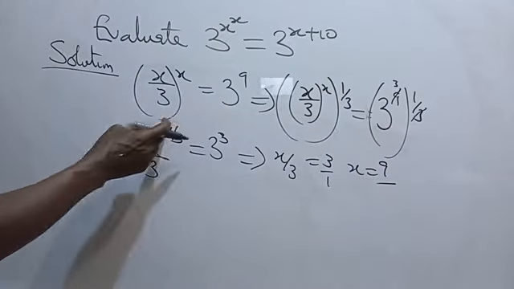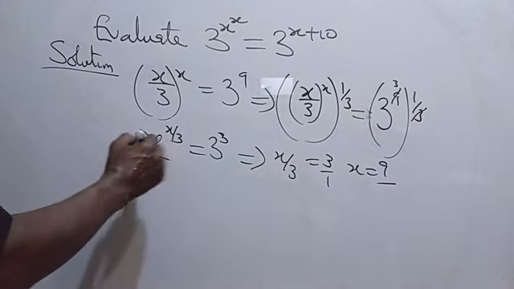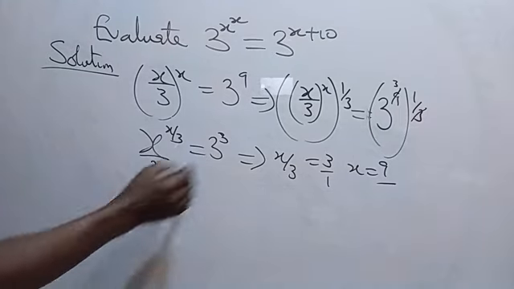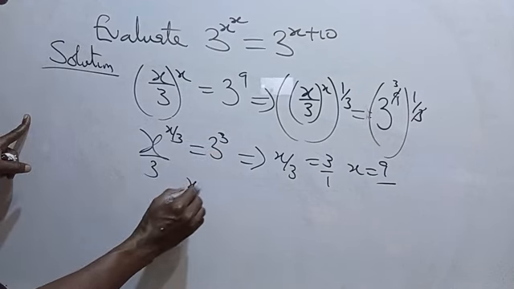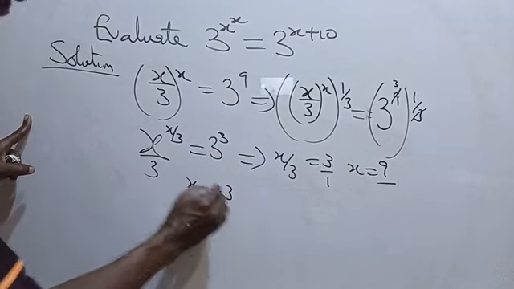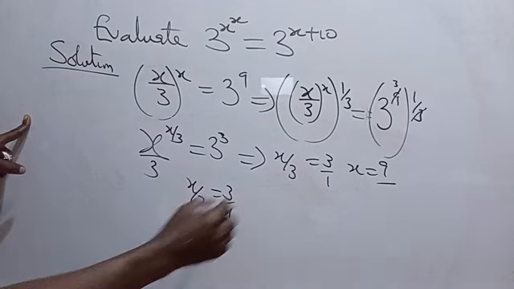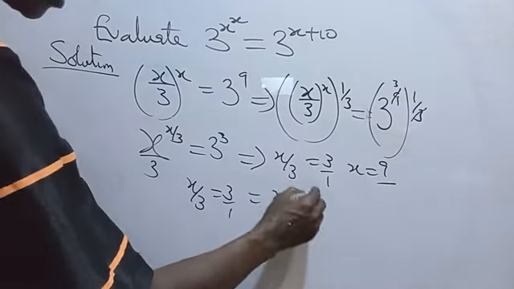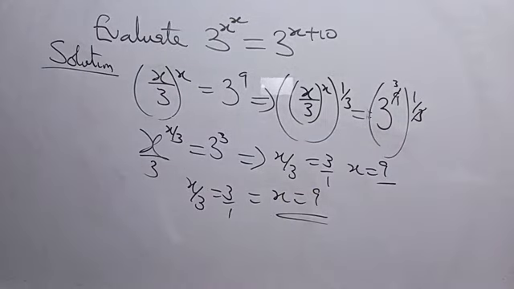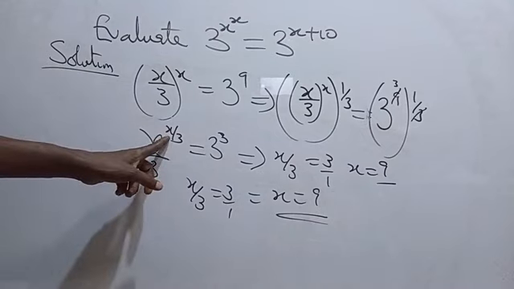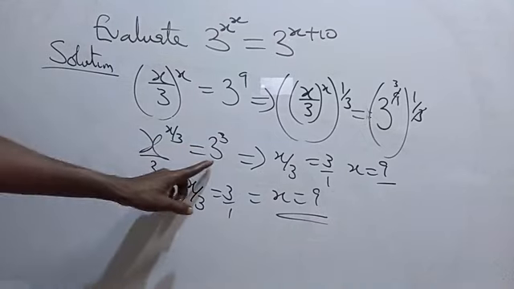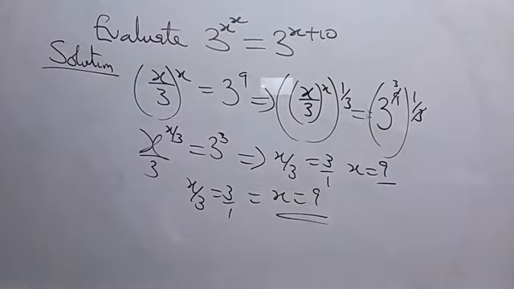That's when you compare the exponents. The exponent means the powers. Now comparing the bases, because the base here is x over 3, and the base here is 3, you have x over 3 is also equal to 3 over 1. So that also gives x is equal to 9. So you can see that you have the same value of x when you compare the exponents and when you compare the bases. So in this case, our answer is x is equal to 9.